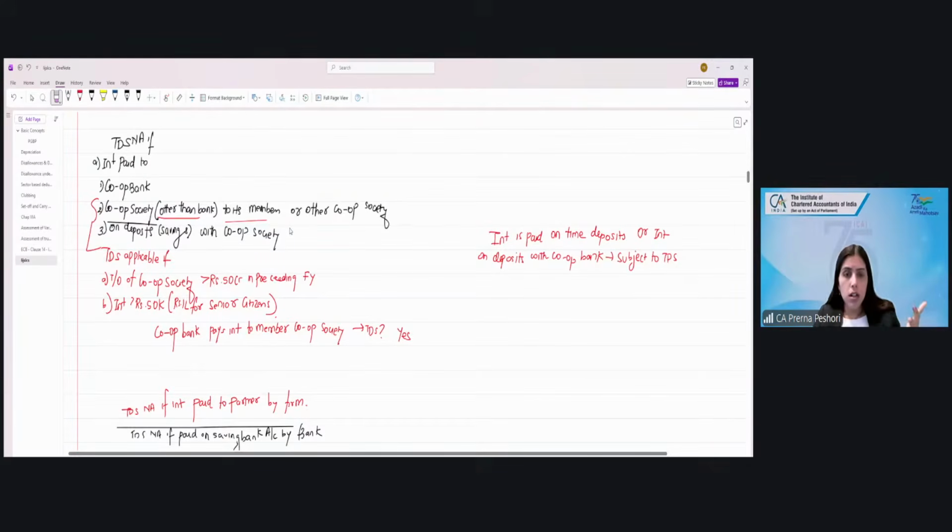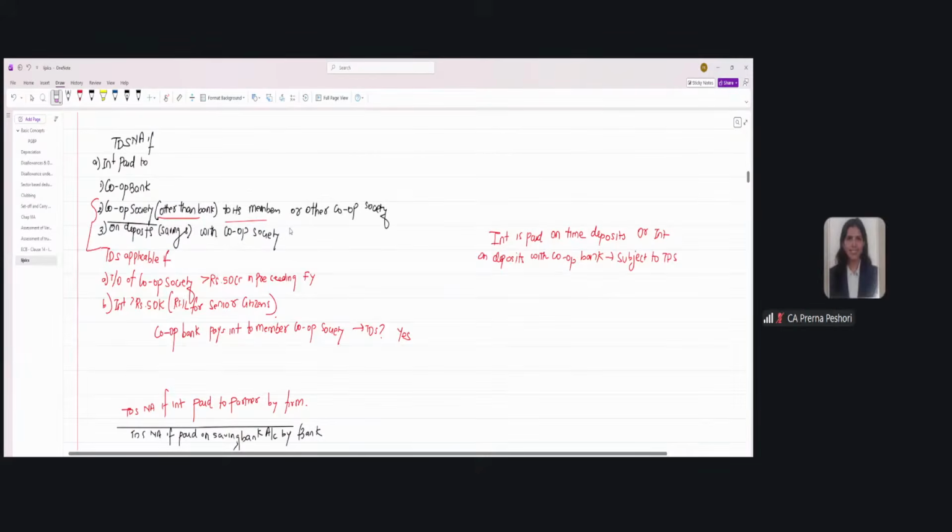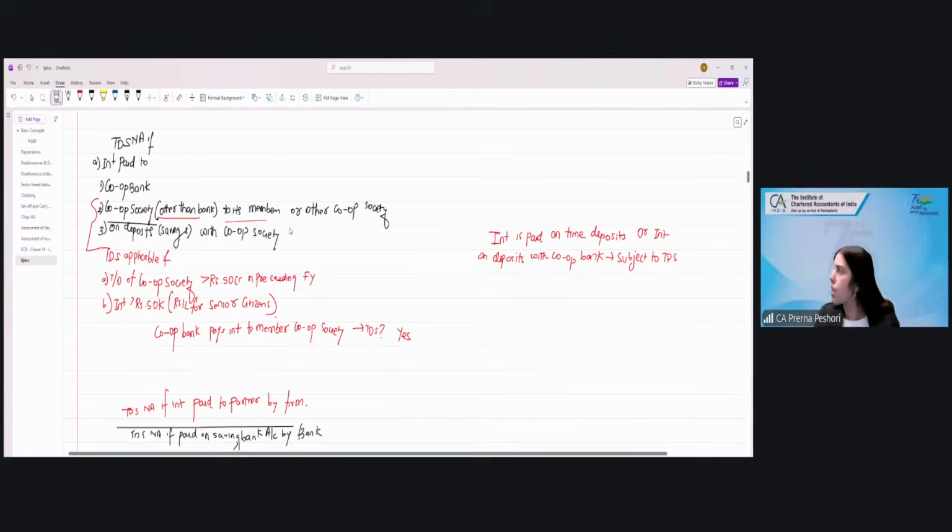So, tax is required to be deducted at source under whose PAN? Yes, under whose name the tax is to be deducted?